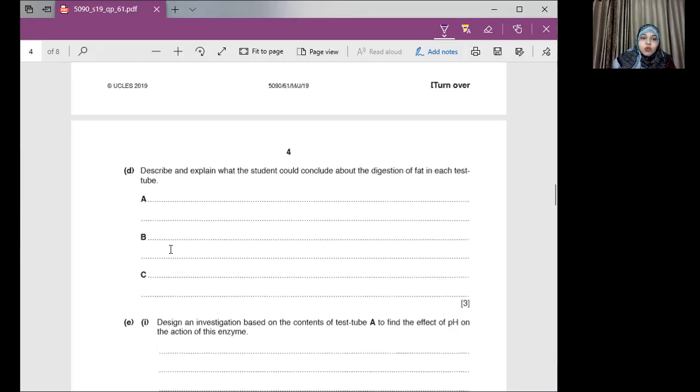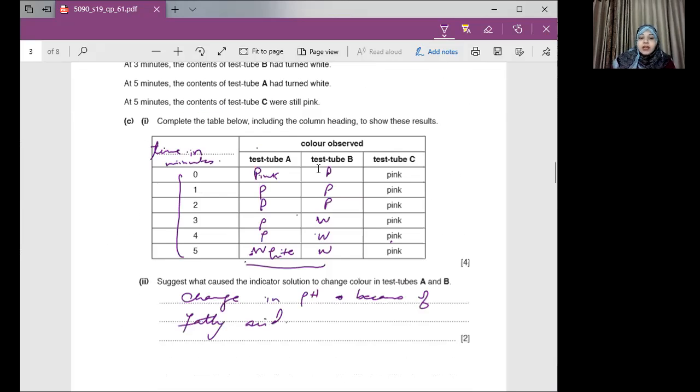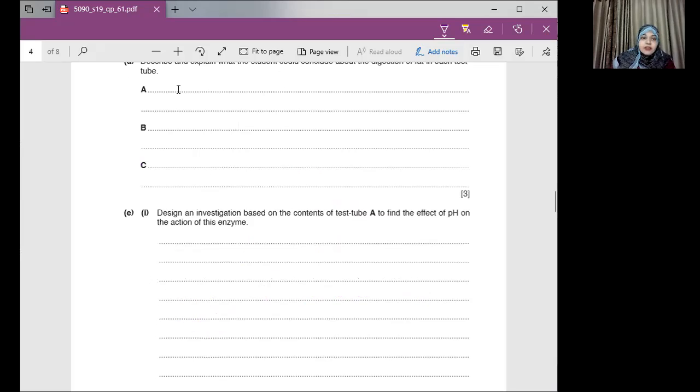Next is describe and explain what the student could conclude about the digestion of fat in each test tube. In each test tube, what we are observing here, after 5 minutes we are getting white color. Here we are getting white color earlier, right? So in test tube A, fat is digested by enzyme.